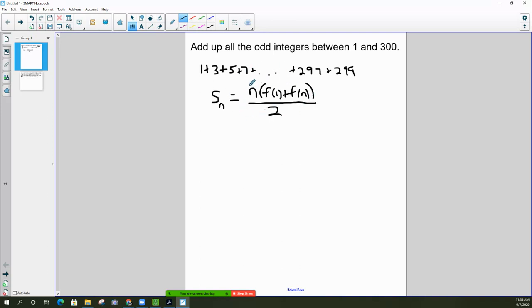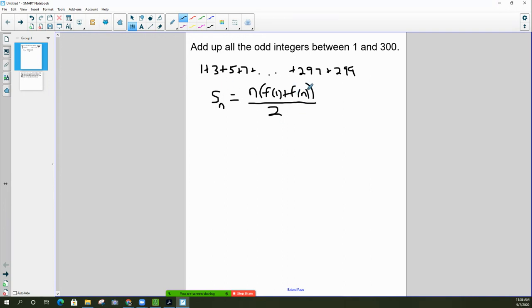Okay, so n is the number of terms we're adding up. So in this problem, how many numbers are we adding up? How many odd integers are there between 1 and 300? Okay. f of 1 stands for the first term. This is notation we've been using now for a couple of weeks. So the first term in this series of numbers is what?